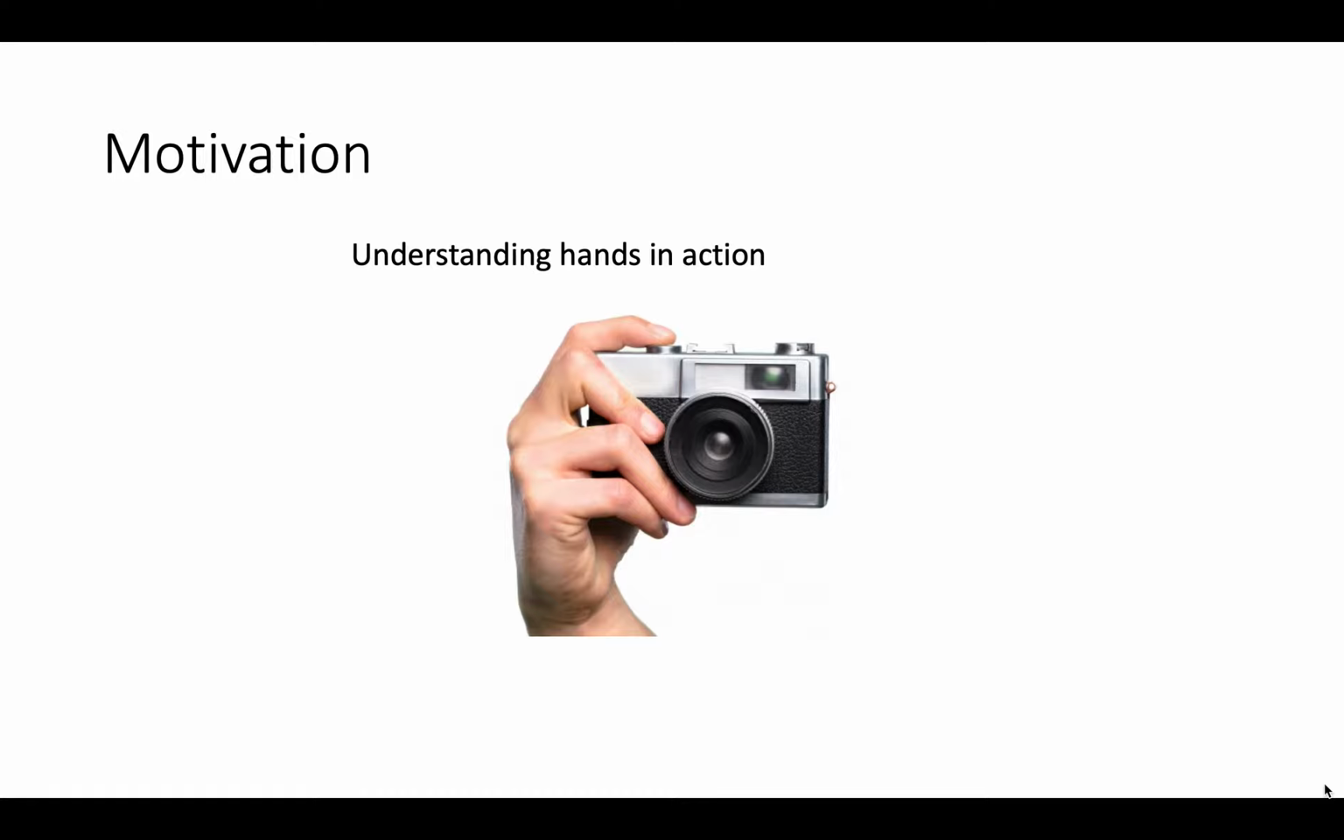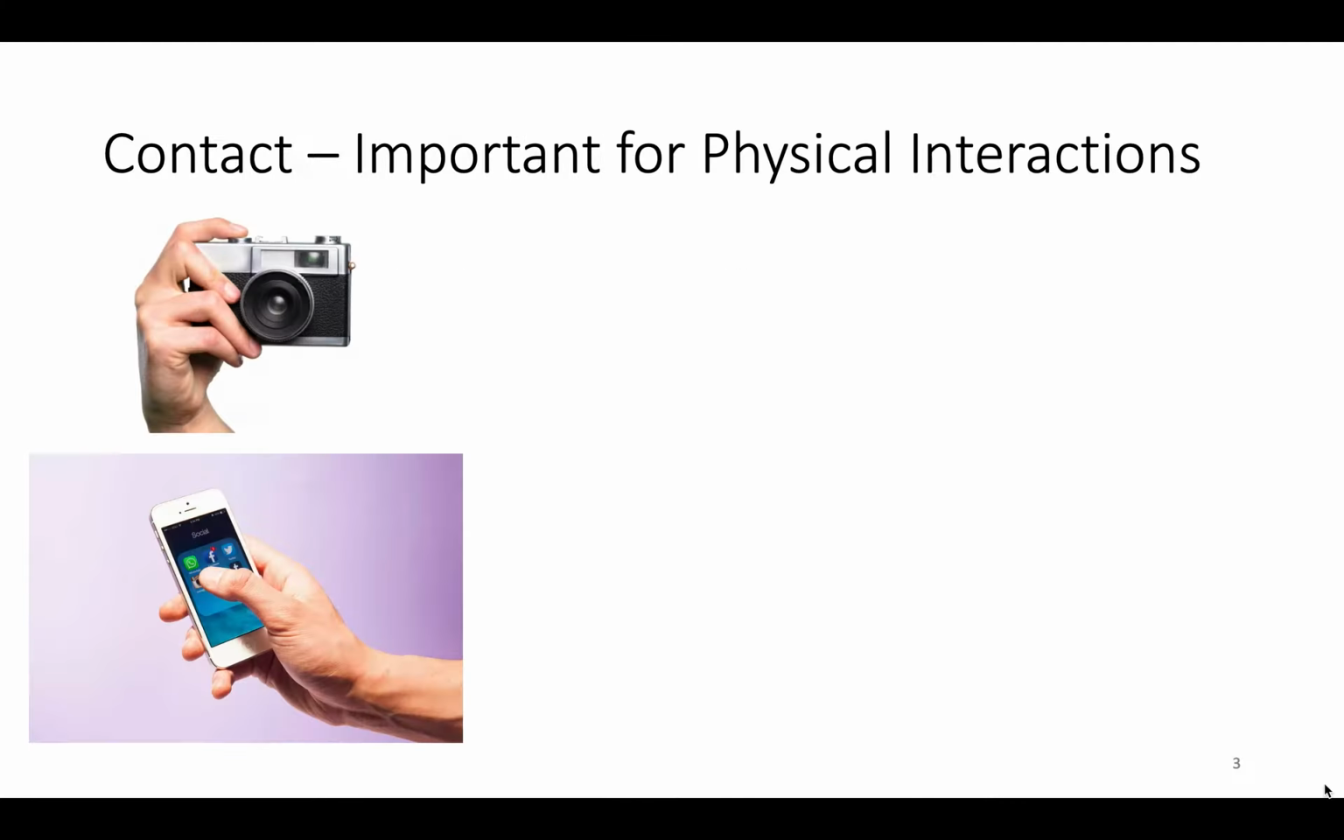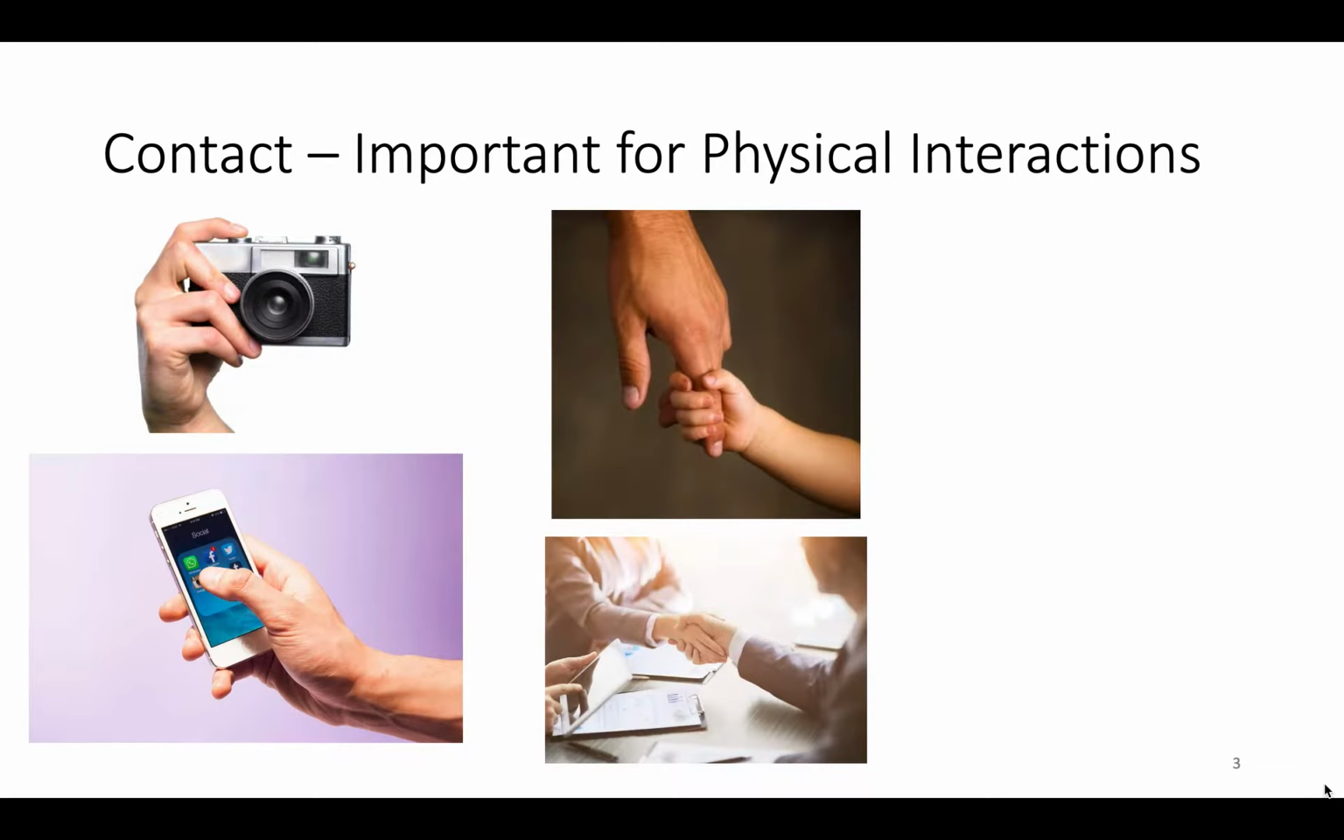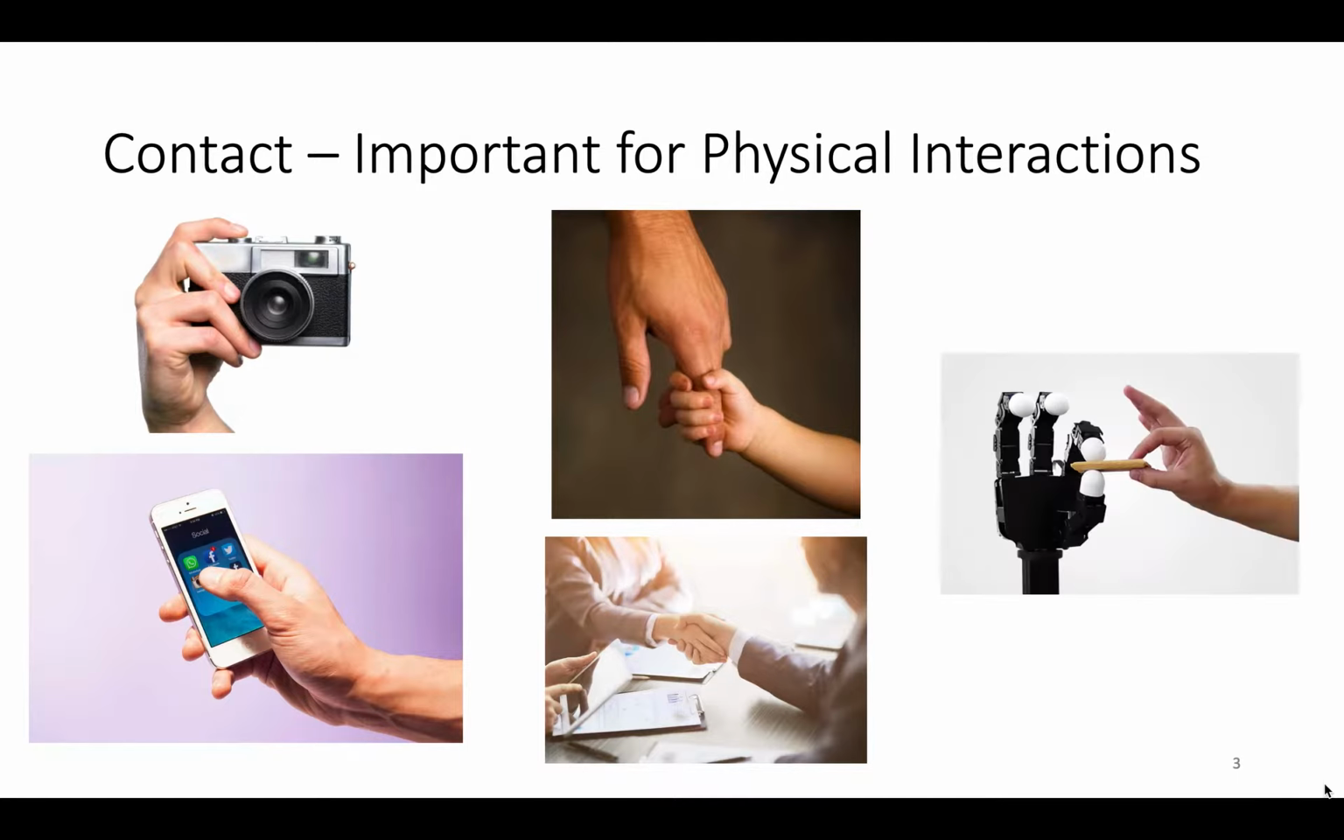Understanding hands in action has been a long-standing goal. For example, this image shows not only someone holding a camera, but also that they intend to take a picture, and recognizing contact is important for this understanding. In fact, contact is important for all sorts of physical interactions with objects, people, although that is discouraged these days, and even robots.